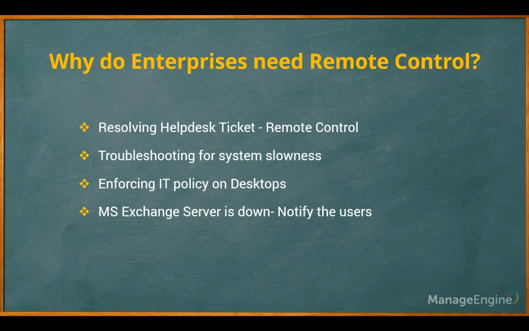Now we are moving on to a few cherry-picked use cases. We're going to discuss why and how we use Desktop Central's tools and remote control to perform certain operations. So the first scenario is about resolving help desk tickets using Desktop Central's remote control, then about system slowness, enforcing IT policies, and sending out critical notifications to users. Before we get into the use cases, if you have any questions, please feel free to post them in the chat.